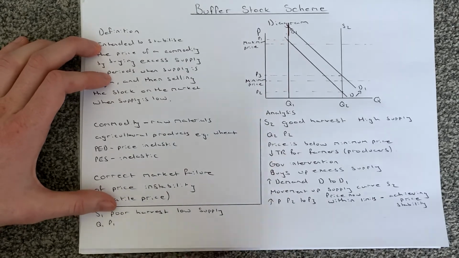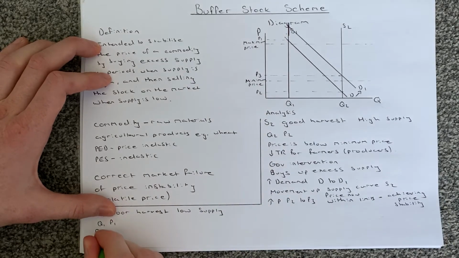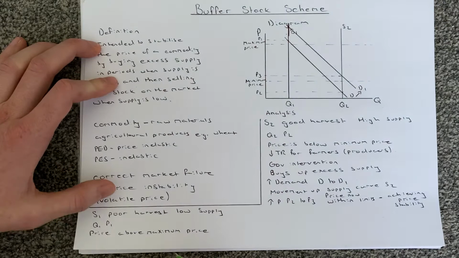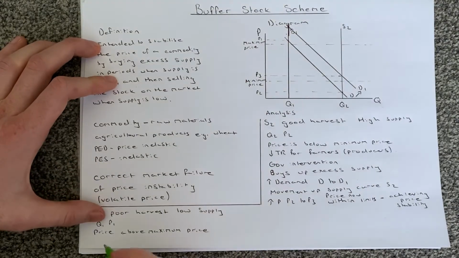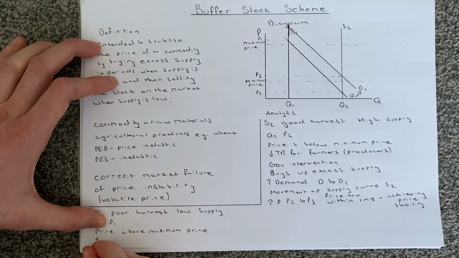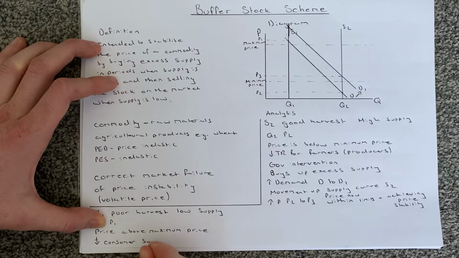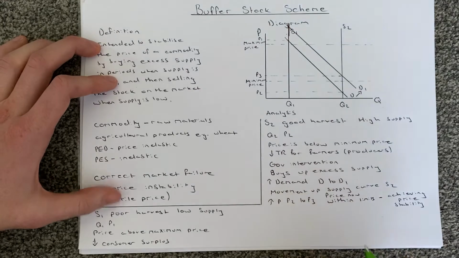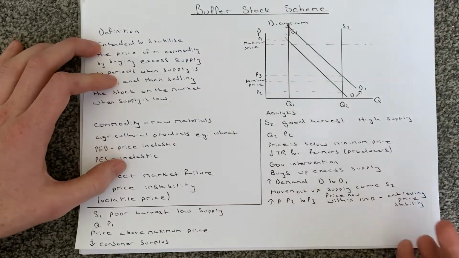That price is above the maximum price. And what does that mean? Well, that means that consumers are now worse off. Their consumer surplus will have fallen. So therefore, we see a fall in consumer surplus because the price is above the maximum price.